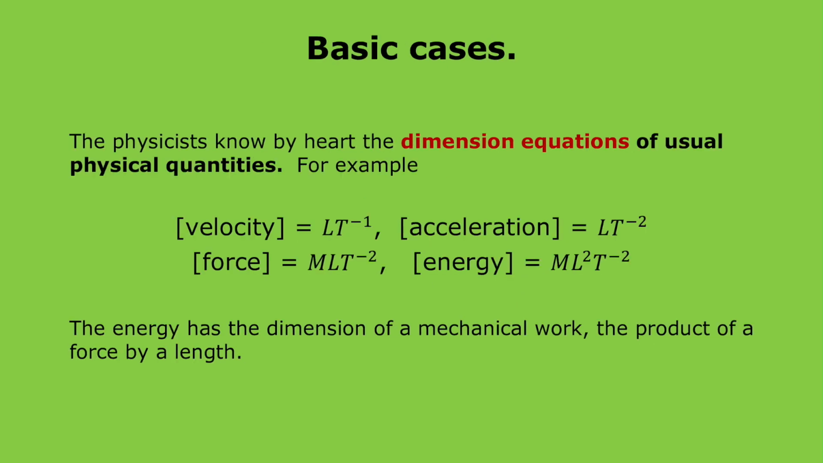All physicists know by heart the dimensional equations of the usual physical quantities. For example, velocity, the distance traveled per unit of time, has dimensions L over T, or L T^-1, corresponding to a equal 0, b equal 1, c equal minus 1. An acceleration, the velocity of the velocity, has dimensionality L T^-2. A force, M L T^-2, and energy, M L^2 T^-2, the product of a force by a length.